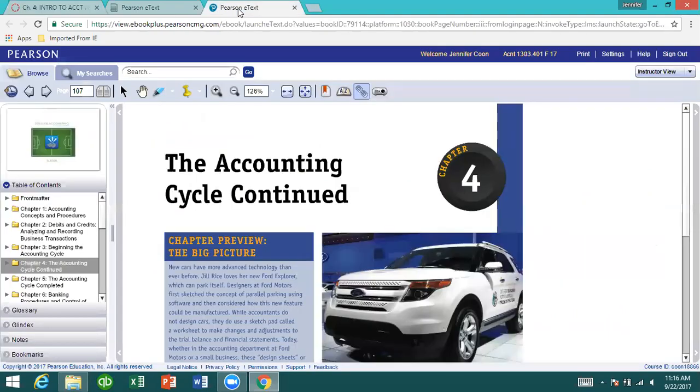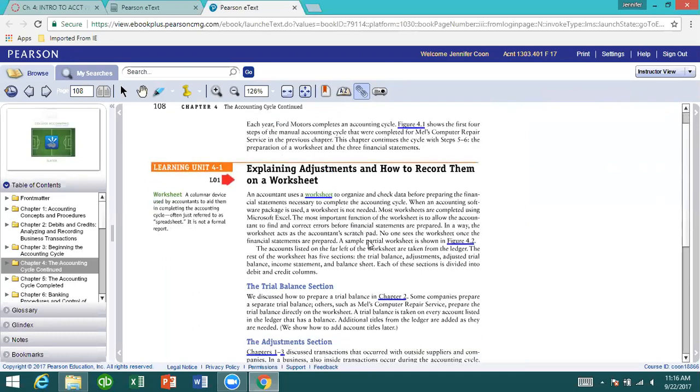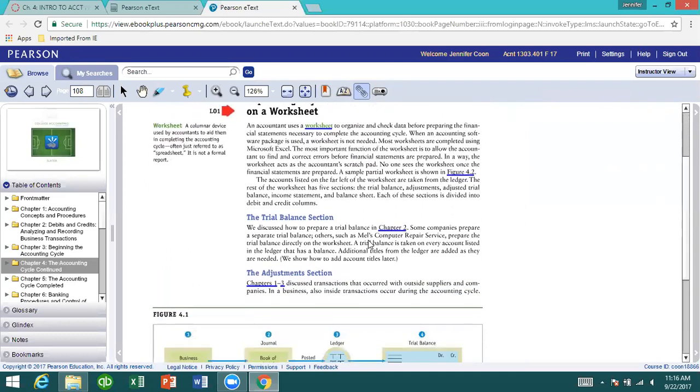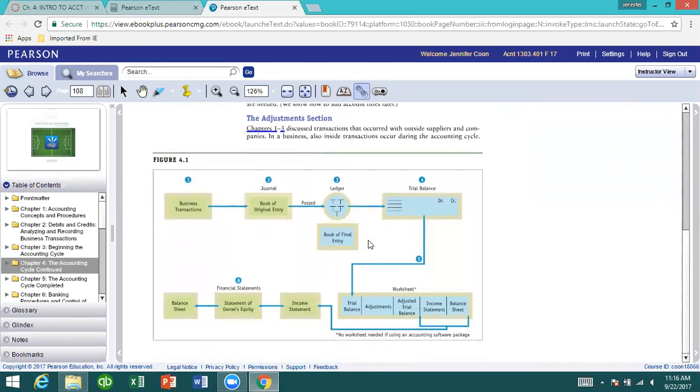So when I pull up the e-text out here in my lab, it talks about the accounting cycle. And we have a worksheet and we talk about the trial balance. But before I dive into that, what they do have is a wonderful figure or picture for you to kind of describe the accounting process. If you don't like a list, you can see it visually.